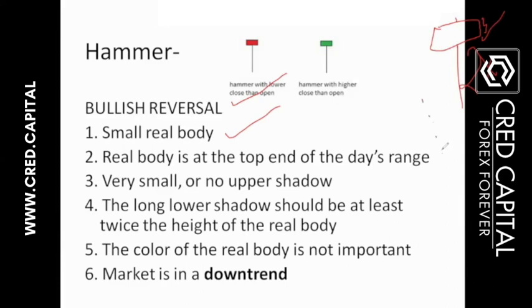For example, when the market has been following a downtrend for the long term and the hammer occurs at the support level, then we have the chance that the market is going to reverse, whether for a short time or a long time. But the market will definitely reverse after the formation of the hammer.